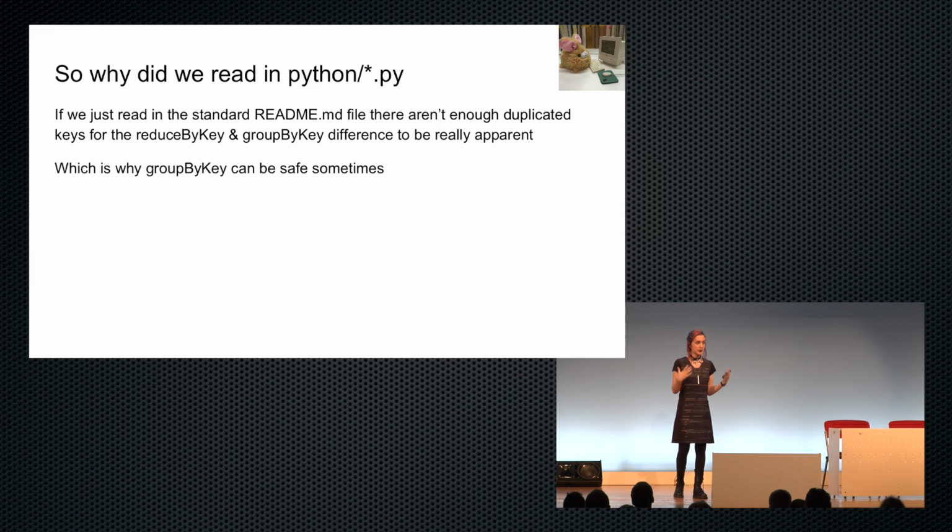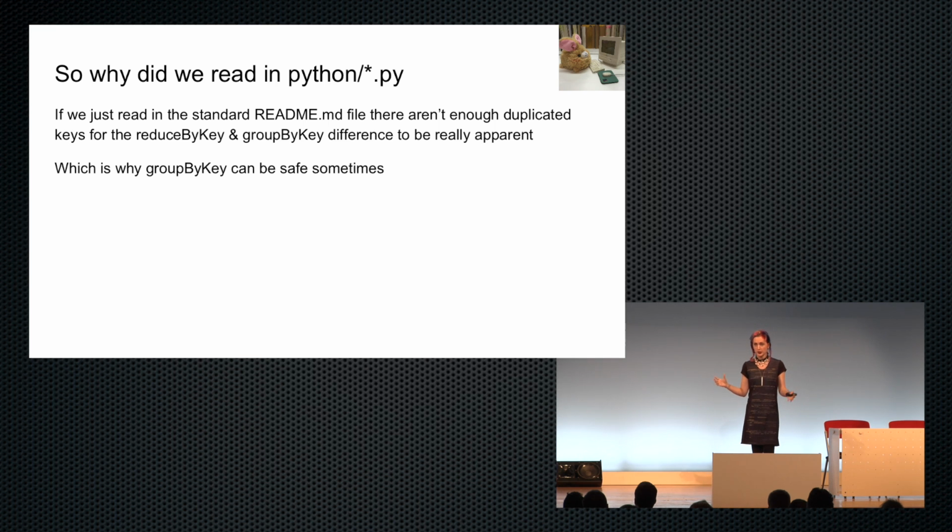But there is a catch, right? Like, group by key can be safe some of the time. It's not just there to make your life miserable. If you really truly have mostly unique keys, it's pretty safe, right? So you can do this if you did the README.